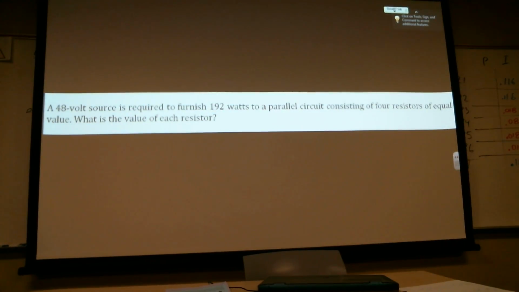Okay, a 48 volt source is required to furnish 192 amps to a parallel circuit consisting of 4 resistors of equal value. What's the value of each resistor?